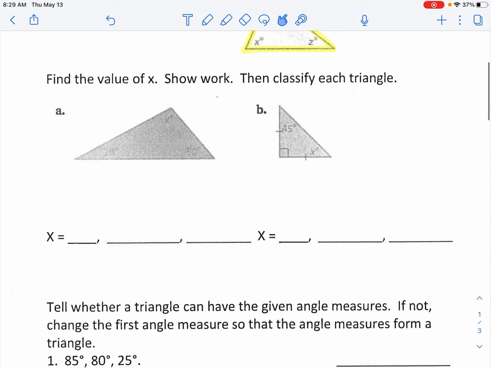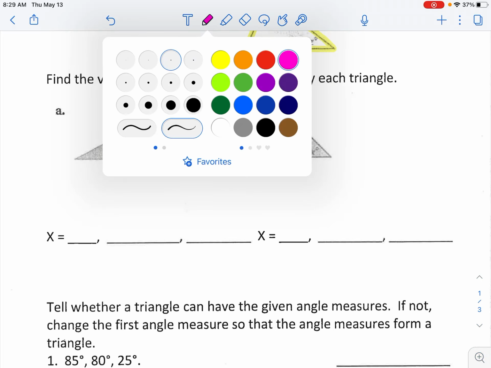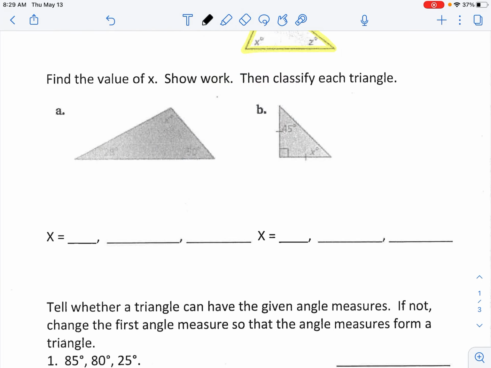All right, so this is find the value of X, show work, and then classify each triangle. I know it looks a little bit light and faded on your page, so I am going to try to darken that for you. So this one right down here says 28 degrees. This angle measures 50 degrees, and this says X degrees. So this is our unknown. Find the value of X.